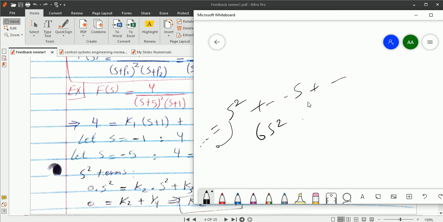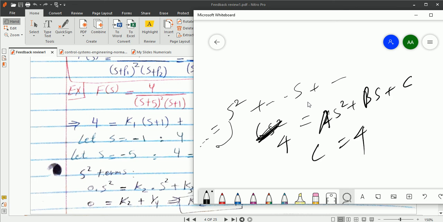For example, to be very simple, in this example you have 4 equal to a s square plus b s plus c. So c will be equal to 4. You have to compare the coefficients of the same power. Here you have 0 dot s square plus 0 dot s plus 4, so a is 0, b is 0, and c is 4. Got the point? That is the compare coefficient method.